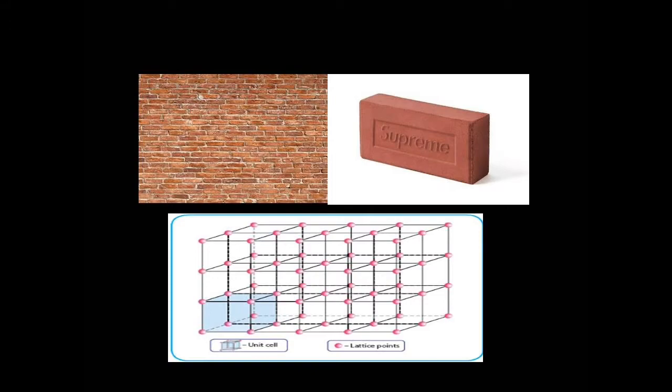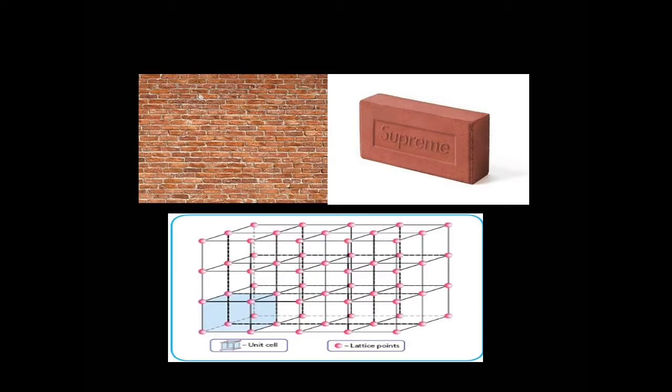Welcome to all. In the first diagram, I showed you one wall. In the next diagram, there is one brick. If we want to build a wall, we need a basic thing. Which is the basic thing? Brick is the basic thing. In the same way, to build a crystal, we need one basic thing that is called a unit cell.